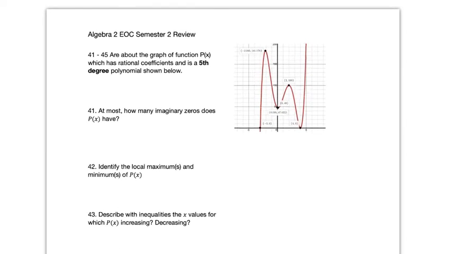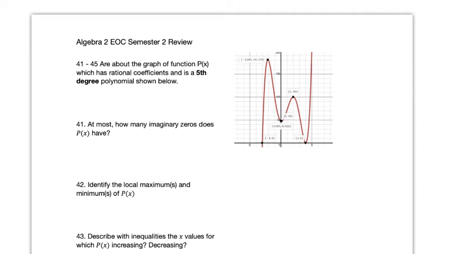All right, now here is our last page of review. So let's go ahead and see what we got. Questions 41 through 45, the last four questions here, are about the graph of this p of x, which has rational coefficients, and it's a fifth degree polynomial shown below. So it's this guy.